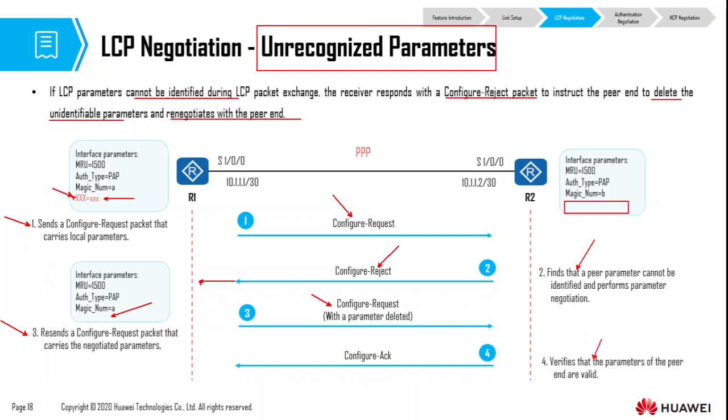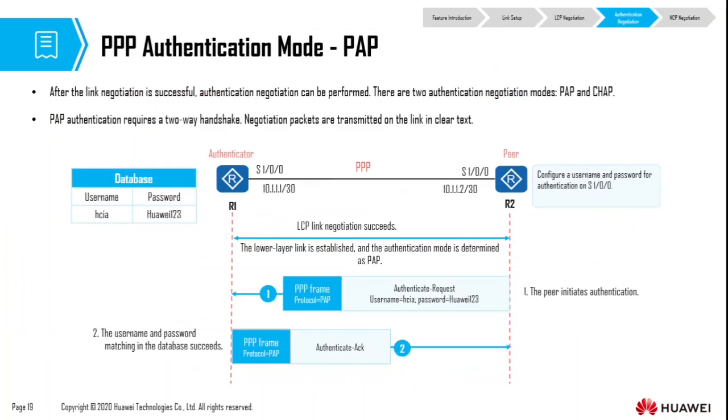And therefore, when this guy receives this configure request with the parameter deleted, it's going to verify that the parameters of the peer end are valid and responds with a configure acknowledgement. So that is the third situation, an unrecognized parameter. So I hope you understand it. And it's a common question in the exam.